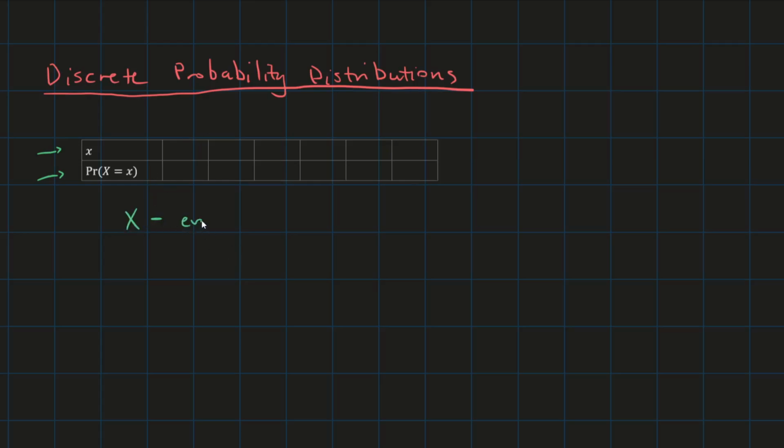Capital X represents your event. So the event might be rolling a die, let's say. Now lowercase x represents a specific outcome. So one of the specific outcomes of rolling a die is maybe rolling a 1. So the top row of your table fills up with the different possible outcomes, and this should cover all possible outcomes in the experiment or in the event. So in the event of rolling a die, this should cover 1, 2, 3, 4, 5, or 6.